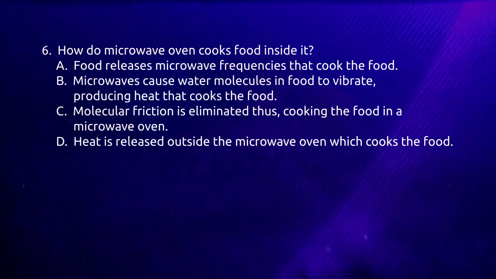Number 6. How does a microwave oven cook food inside it? Letter A, food releases microwave frequencies that cook the food. Letter B, microwaves cause water molecules in food to vibrate, producing heat that cooks the food. Letter C, molecular friction is eliminated, thus cooking the food in a microwave oven. And letter D, heat is released outside the microwave oven, which cooks the food. The answer is letter B. Microwaves cause water molecules in food to vibrate, producing heat that cooks the food.